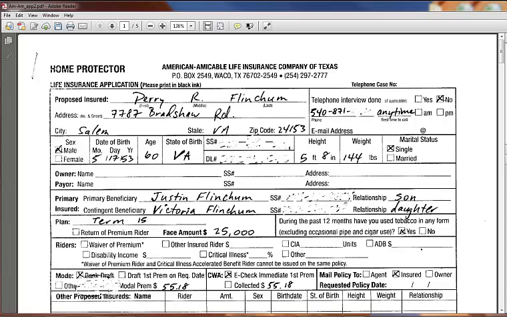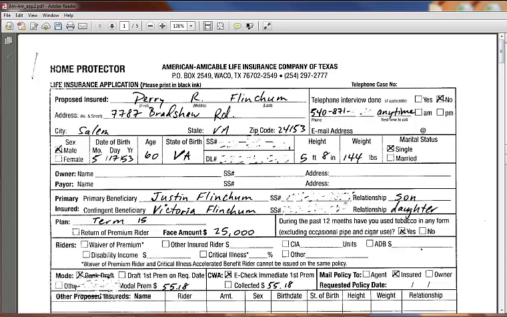I'm just going to go over how to fill out an application. Obviously, every application is a little bit different, but there's some general basic information that's going to be consistent across the board. So I'm going to use American-Amicable as we go through this example. Here's an example of an application that I wrote up for our client.